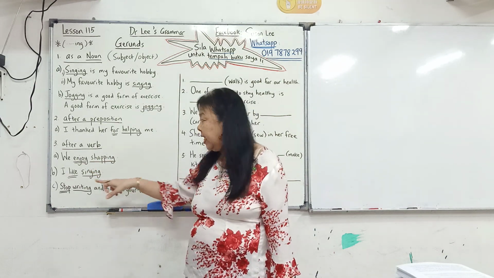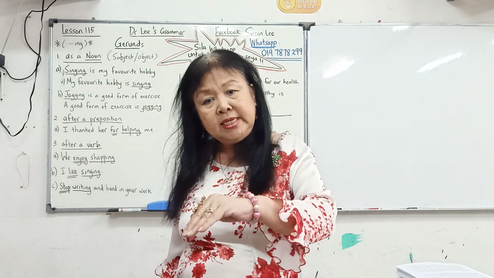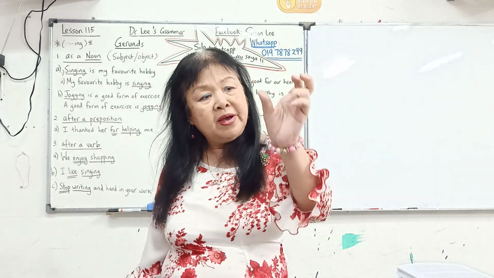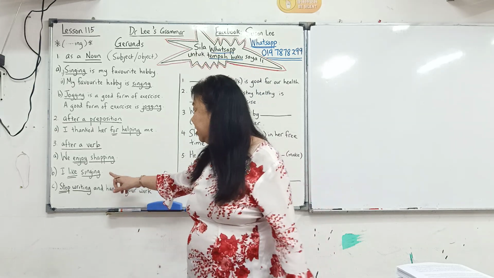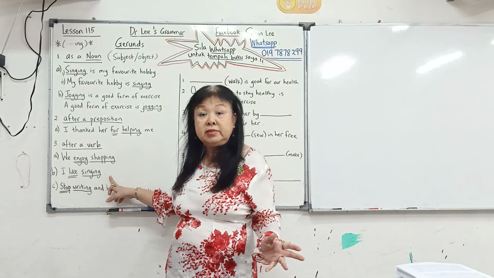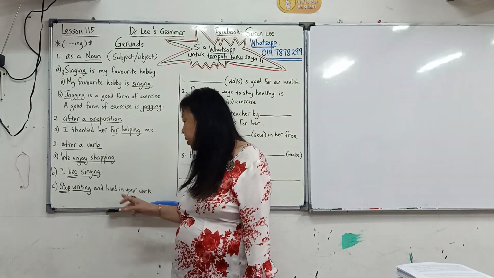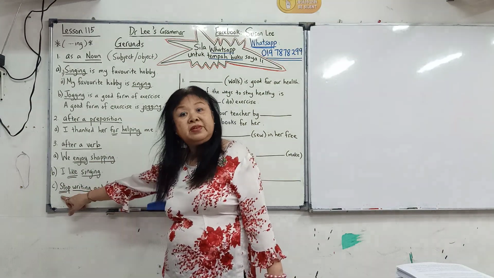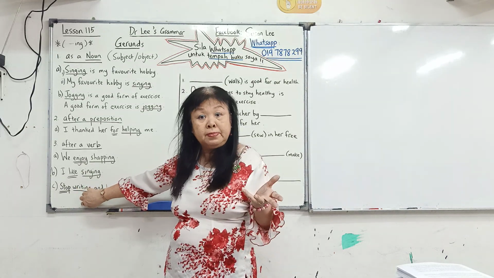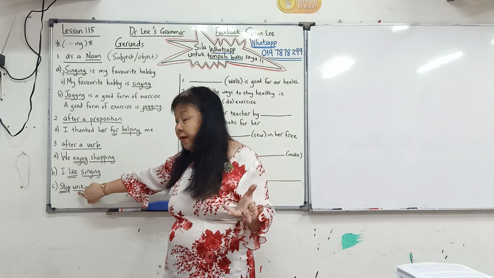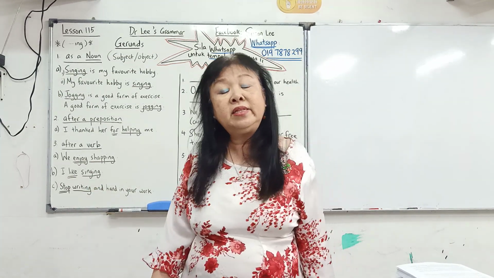I like. Like is a verb. And then sing is a verb. So when you have 2 verbs together, the second verb you put ing. So singing. Again, singing here is used as a noun, an activity. Stop writing and hand in your work. Stop is a verb. Write becomes writing. Write is a verb as well. Writing here becomes a noun, an activity.